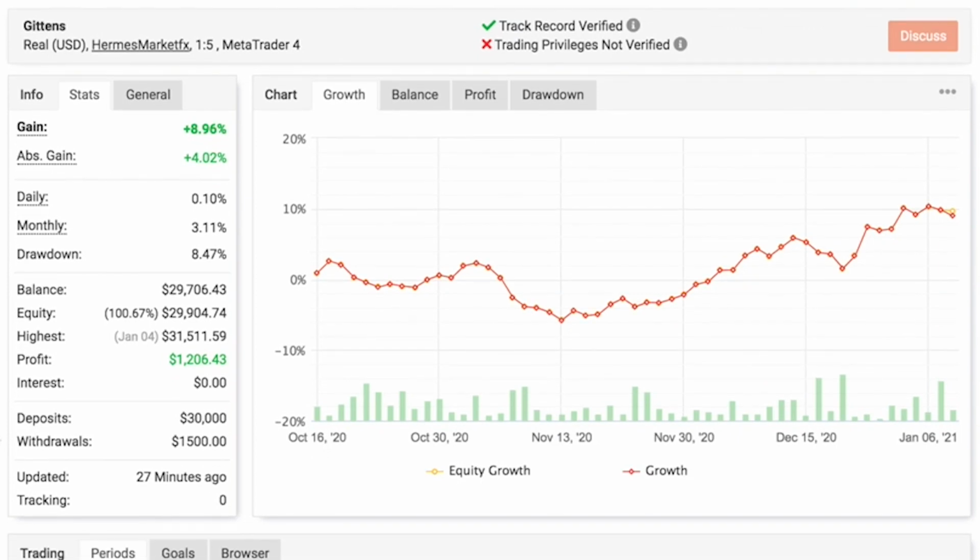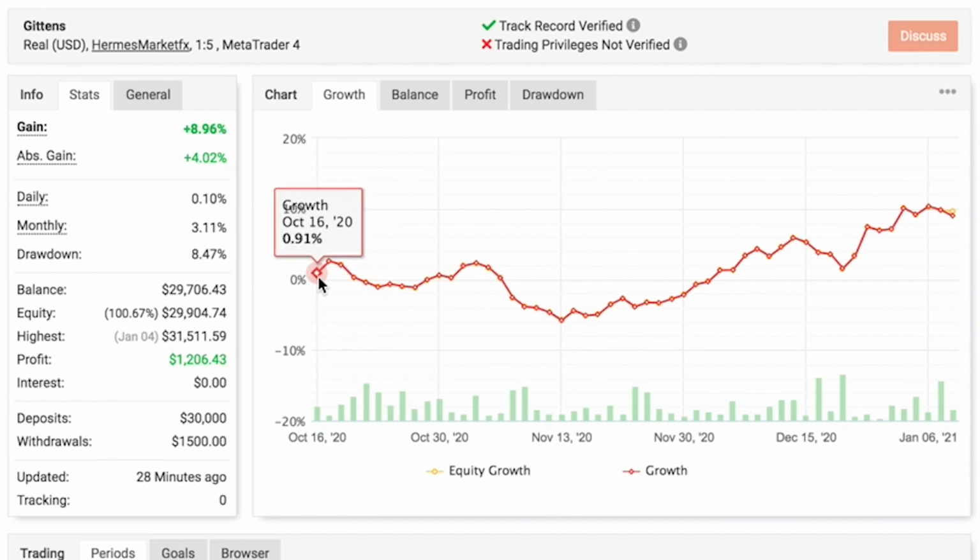Let's have a look. Gittens joined our program on the 16th of October last year and hit his first 10% target at the end of December, the 30th of December. Very good. Very well done, Gittens, and congratulations for your first target achieved with us. Let's have a look at the equity line to see how the journey has been for him.